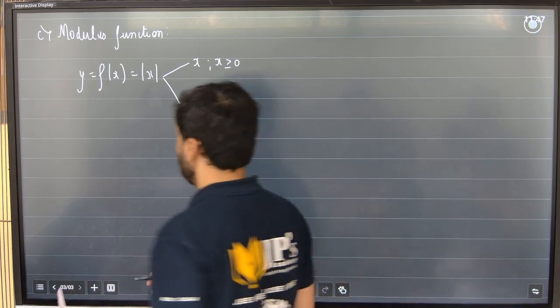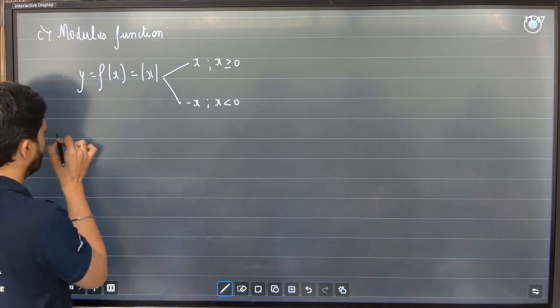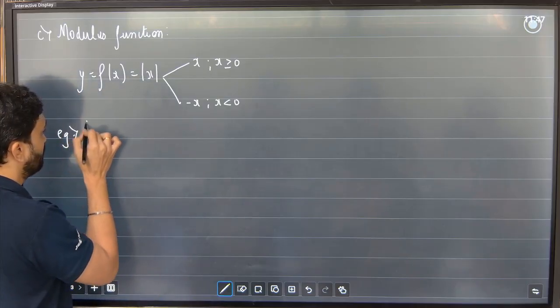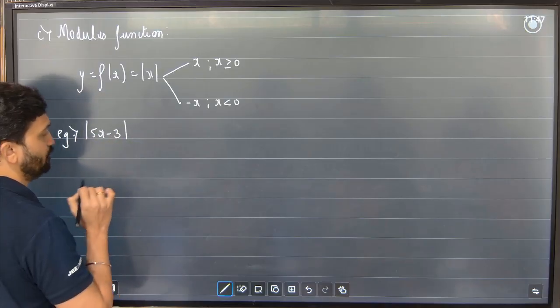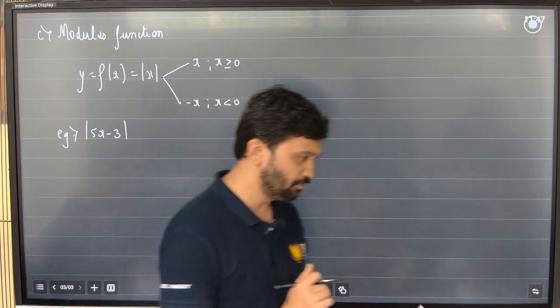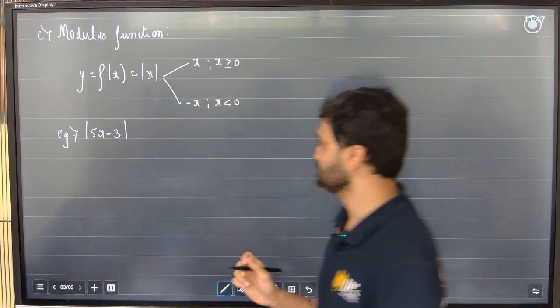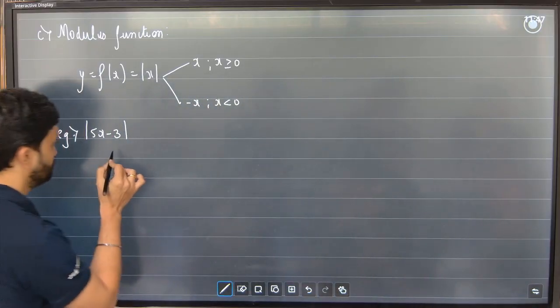For example, if I write something like mod of 5x minus 3. Say for example, this is the question given to you, mod of 5x minus 3. Now I have two options in this. Here I can explain it like this.